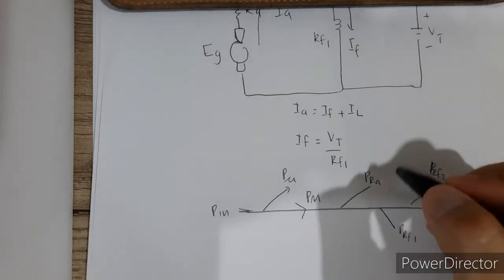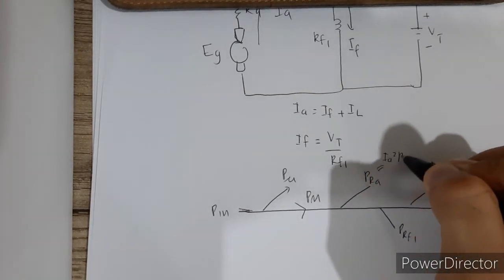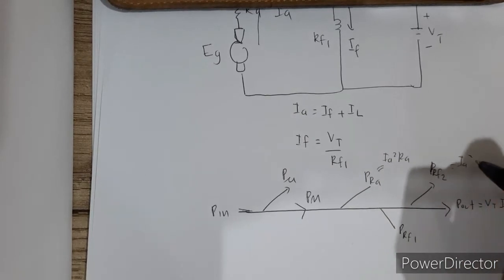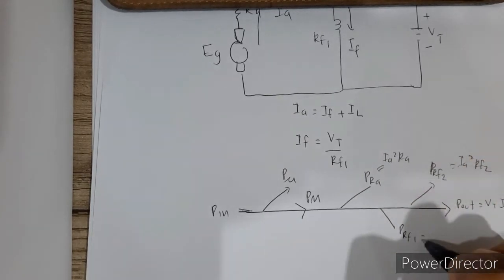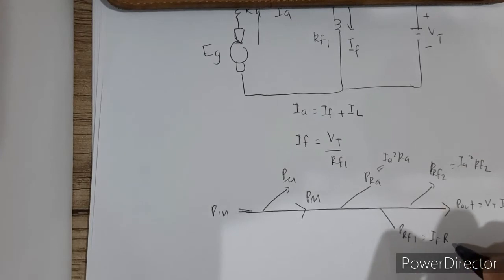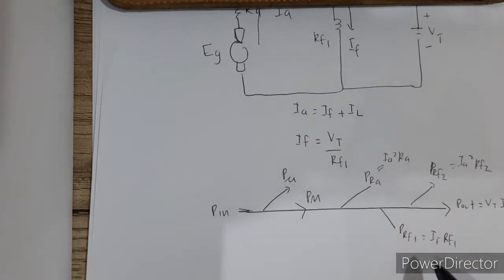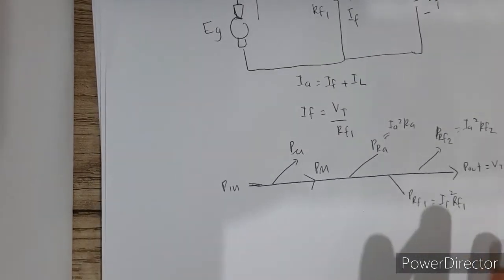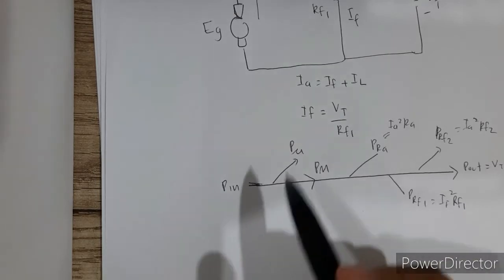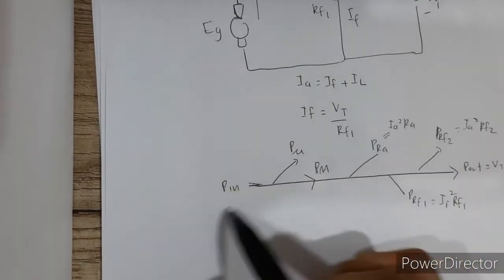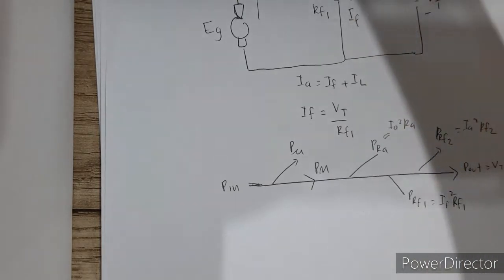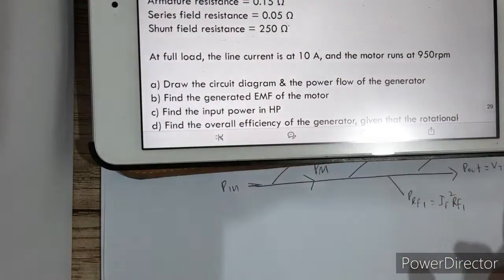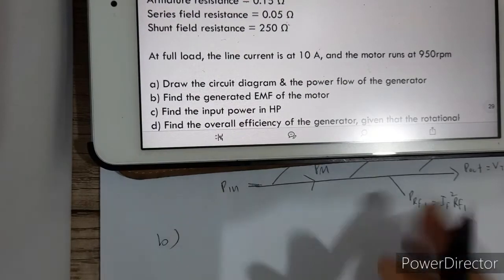We know this one is IA squared RE, this one is IA squared RF2, and this one is IF squared RF1. You have to look at what current flows through RF1, RF2 and RE, and then multiply by the current squared to determine the power. To determine P in, P out plus all the losses gives P in. So this is the answer for question A. Next is B.